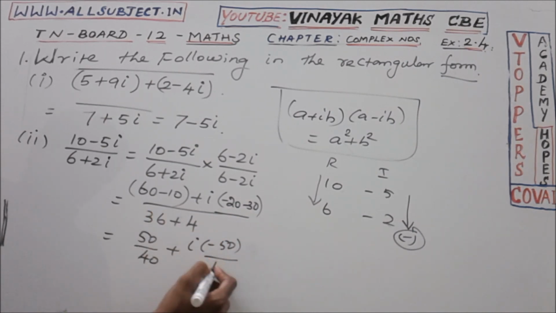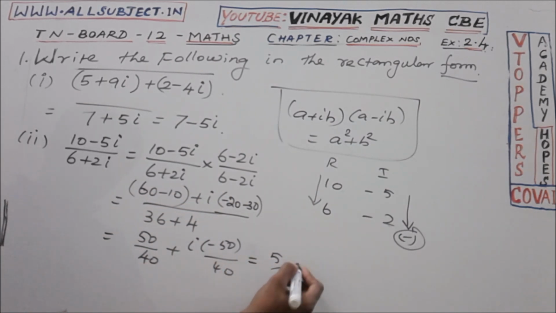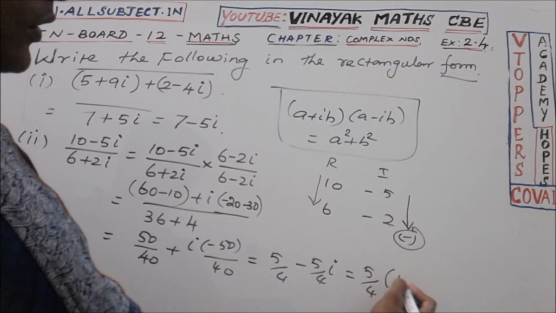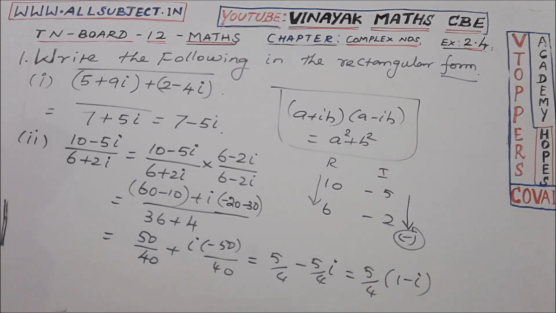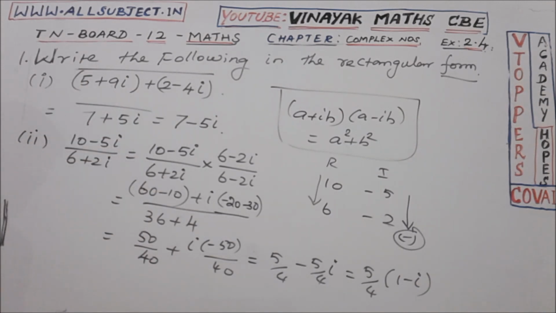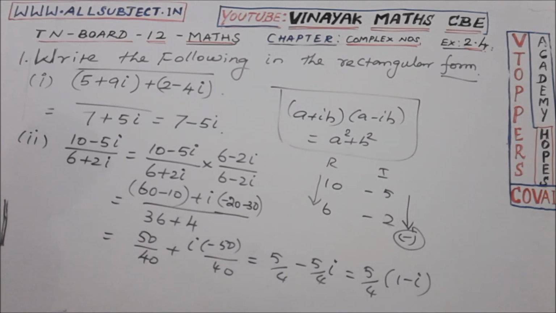Which will be equal to 50 by 40 plus i into minus 50 divided by 40. The denominator is split into two terms, both terms. Here we have 5 by 4 minus 5 by 4 i. Taking 5 by 4 as common, 1 minus i. This is the given complex number written in rectangular form. Either you can write 5 by 4 minus 5 by 4 i or 5 by 4 into 1 minus i. Both are in the rectangular form.